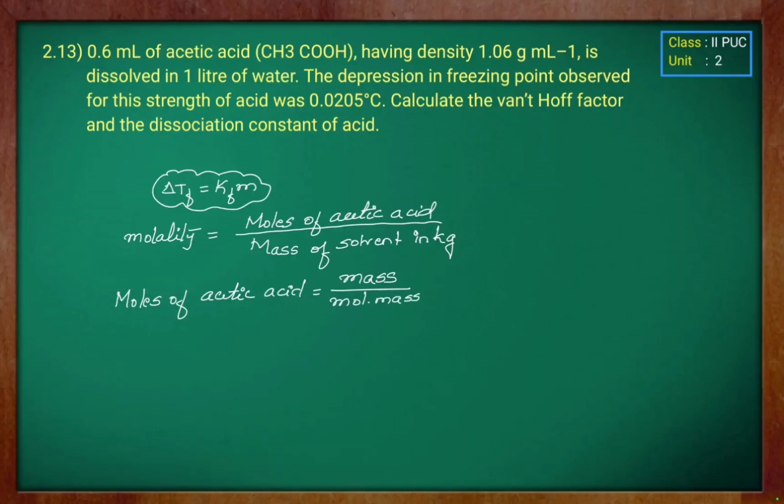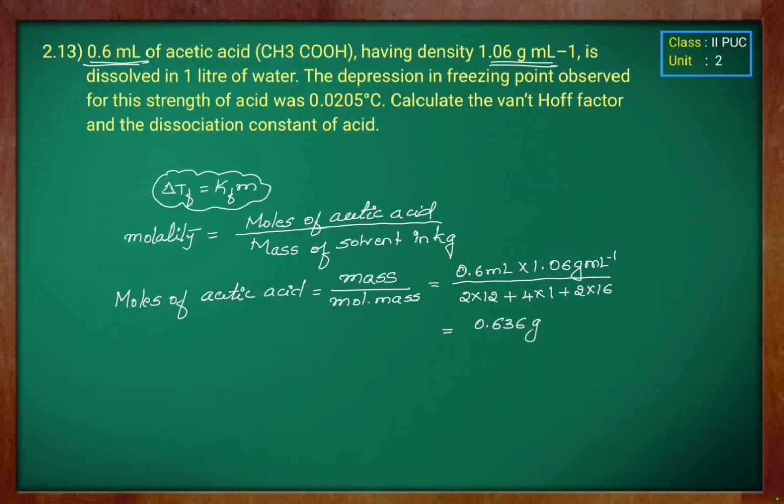We are not provided with mass of acetic acid directly, but they have given us volume of acetic acid as well as they have given us density. So if we multiply volume and density, we will get the mass. So it is 0.6 ml into 1.06 gram per ml divided by molar mass. We have 2 carbon atoms, so 2 into 12 plus 4 hydrogen atoms and 2 oxygen atoms. Simplifying this, 0.636 gram divided by 60 gram per mole. This is equal to 0.0106 moles.